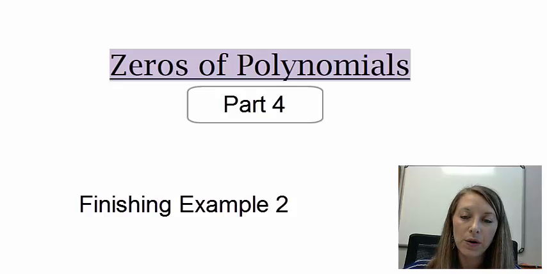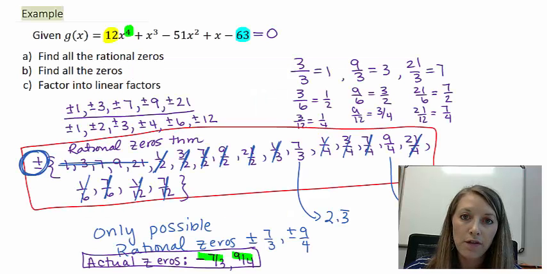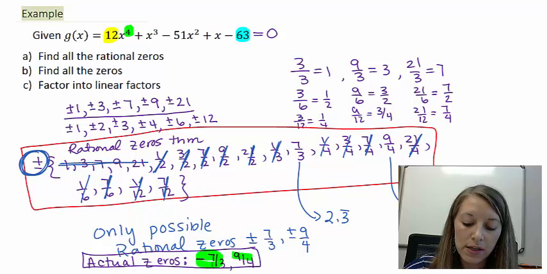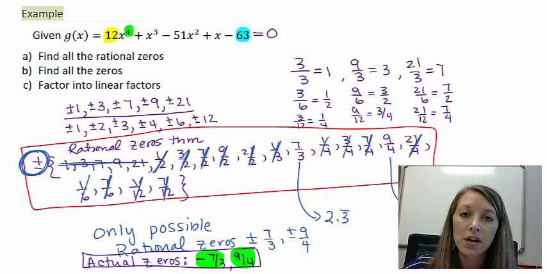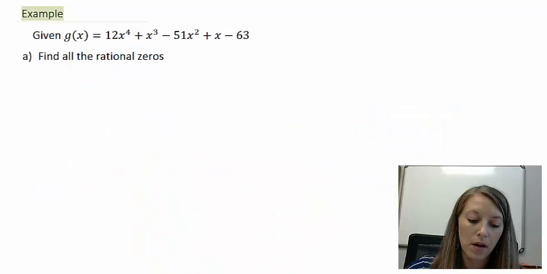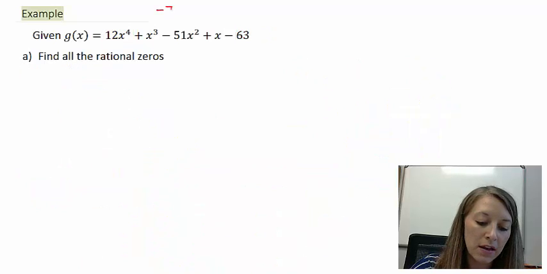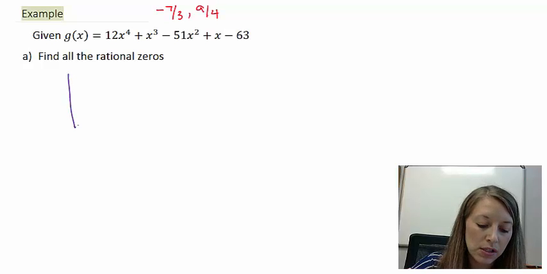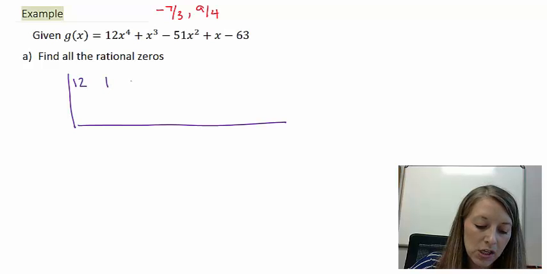Moving on with finding zeros of polynomials, we are working through an example of this degree 4 polynomial. We know that we should be finding 4 zeros total. Our calculator and our rational zeros theorem told us that -7/3 and +9/4 are zeros. So let's confirm that these are our rational zeros, and let's see how this helps us to figure out what our other zeros are. So again, the calculator told us that -7/3 and 9/4 are actual zeros. So let's use our synthetic division to confirm that these are actual zeros.